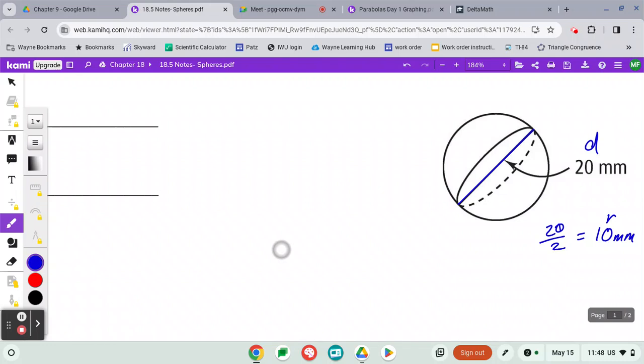And so if we know that, then guess what? We can just plug it in the formula. So 4 times pi times 10 squared. And this one is 4/3 times pi times 10 cubed. All right, take a second. Some of you already got that. Try that.